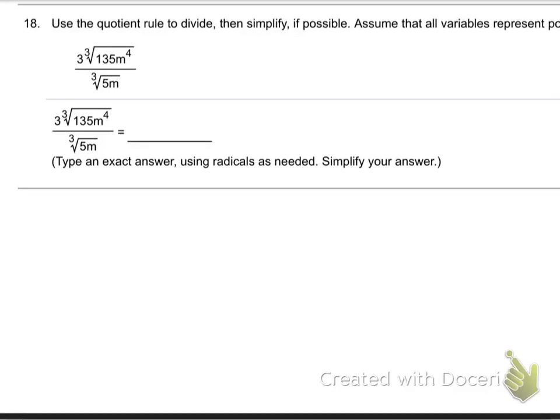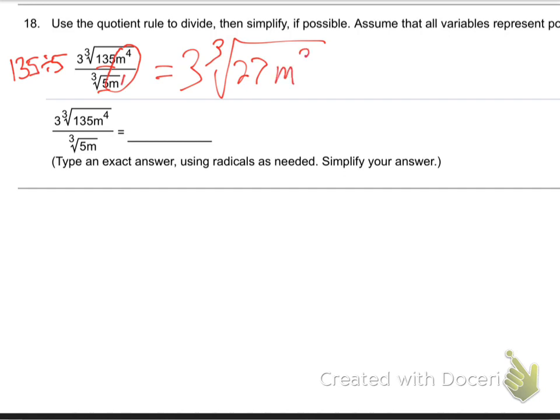So here's number 18. Same thing, we're going to divide these because they're both in cube roots. The 3 on the outside is just going to stay on the outside. So what are we going to get? 3 on the outside, and then cube root of. Now, use your calculator. 135 divided by 5. What is that? 27. And then m to the 4th. Remember, when letters are vertical, they subtract. M to the 4 minus m to the 1 is m to the 3rd. So that's the dividing. You subtract the powers.